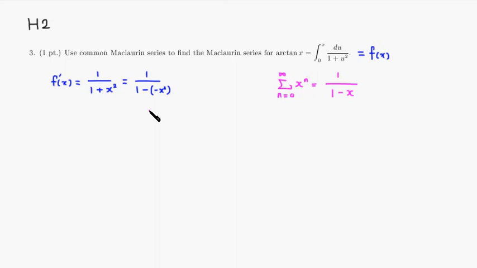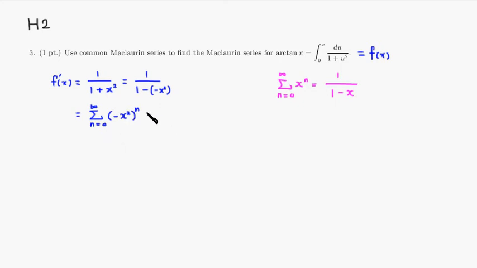So we can rewrite this as a summation. So we can use the summation, n goes from 0 to infinity, and then we replace x by negative x squared. So you have negative x squared raised to the n, right?